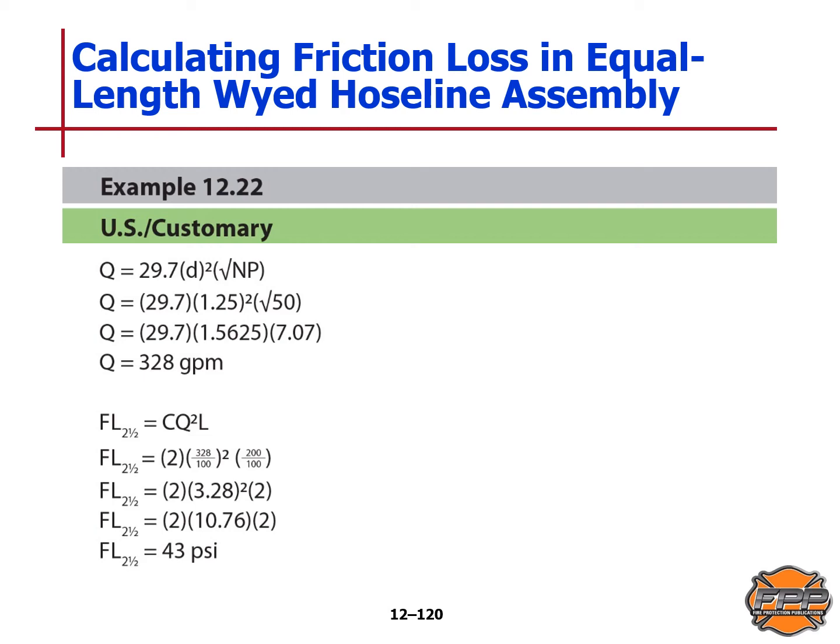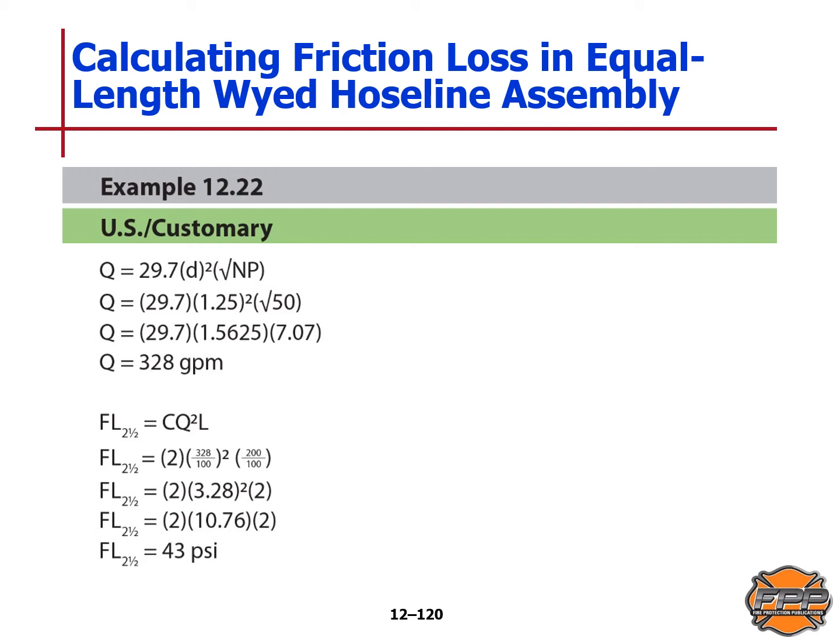So let's use our formulas. First, we have Q equals 29.7 times the diameter squared times the square root of nozzle pressure. So that is gallons flowing equals the coefficient times the diameter squared times the square root of the nozzle pressure. Let's plug in the numbers. Q equals 29.7 times 1.25 squared times the square root of 50. We work out the math. Q equals 29.7 times 1.5625 times 7.07. That gives us a flow rate of 328 gallons per minute.